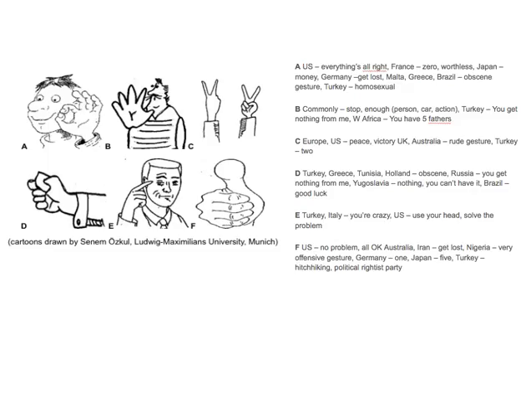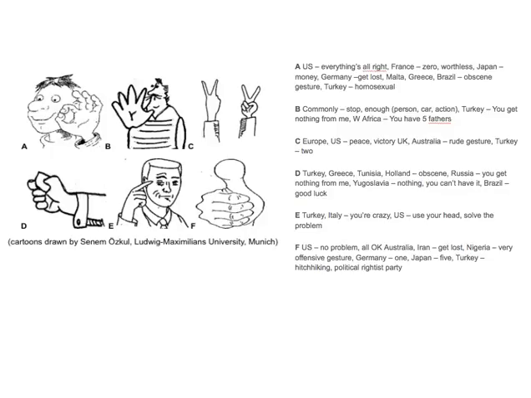I've drawn these from the resource listed here. And notice A in the US means everything is all right. But in France, it's 0, you're worthless. In Japan, it's about money. In Germany, it means get lost. In Malta, Greece, Brazil, it's obscene. In Turkey, it refers to homosexual.